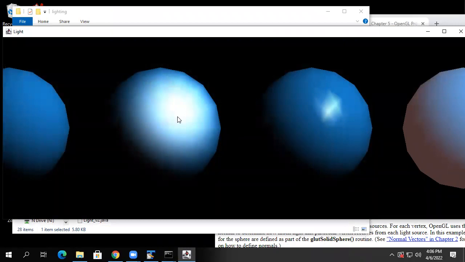Same sphere, same light, different material properties of the sphere. Okay, so now what we're changing, each sphere is the same sphere, the same light on the sphere, but what's changing is what the material of the sphere is. Okay, so this is an example that's supposed to show you how to set the material properties of the object, not changing the light. And a minute ago, we were looking at modifying the light source. Now we're gonna have the same light source over and over again.